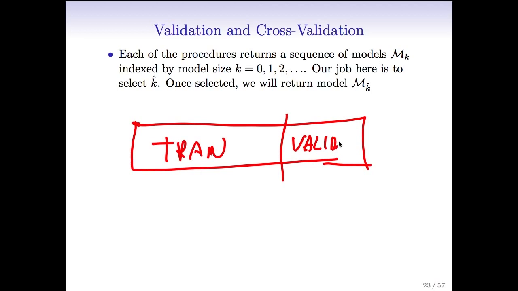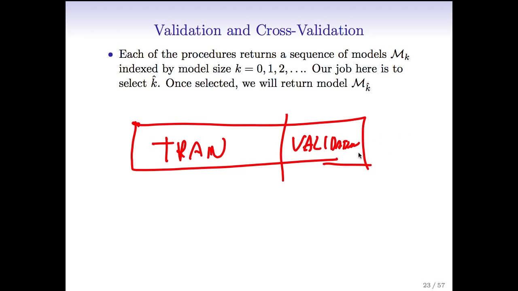Then the basic idea is we're going to fit the models of various sizes, of various k. For example, if it's forward stepwise, I'm going to find the best model of each size k on my training set, and then evaluate its error on the validation part. The validation error as a function of k will be what I use to estimate prediction error and to choose the model size.